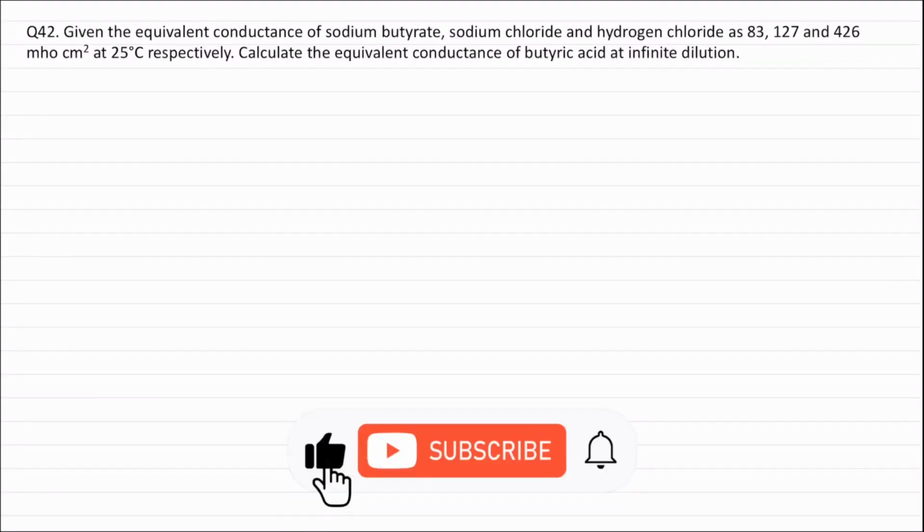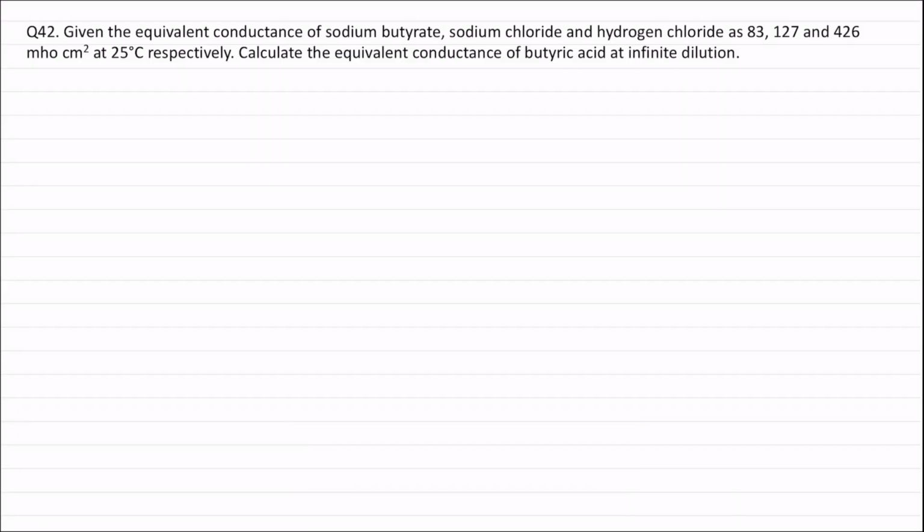Question 42. Given the equivalent conductance of sodium butyrate, sodium chloride and hydrogen chloride as 83, 127 and 426 per ohm centimeter square at 25 degrees centigrade respectively. Calculate the equivalent conductance of butyric acid at infinite dilution.